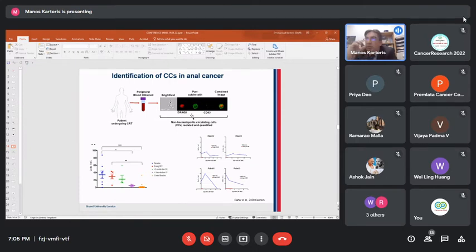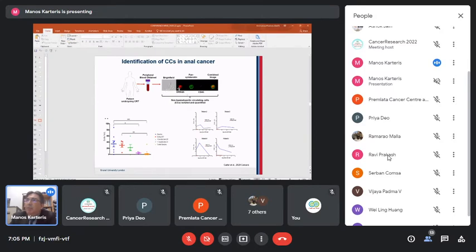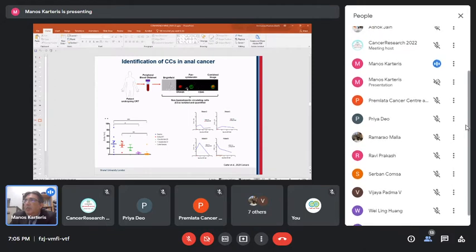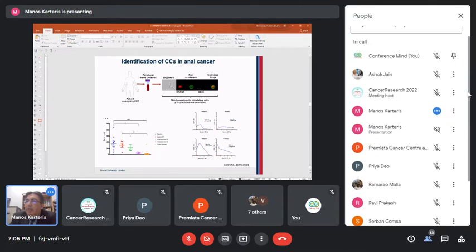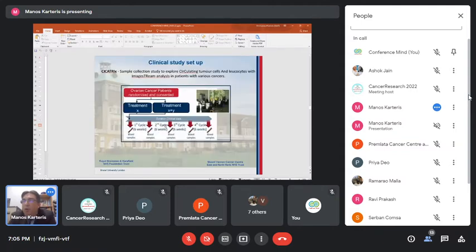For example, this is in collaboration with Mount Vernon Cancer Center, where we looked at circulating cells in anal cancer patients. Again, in a similar way, we had patients undergoing CRT. We measured the pancytokeratin; these are CD45 negative. And what we have shown is that as the chemoradiation treatment started, the levels of CTCs have fallen. And again, this could be used to monitor the course of disease.